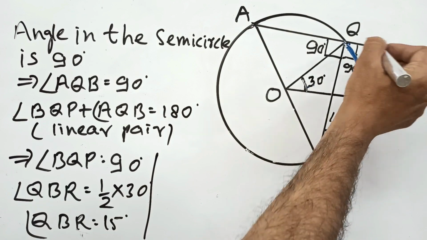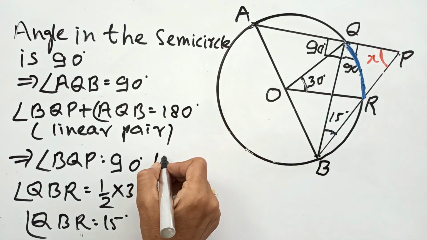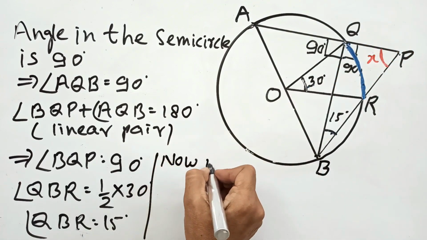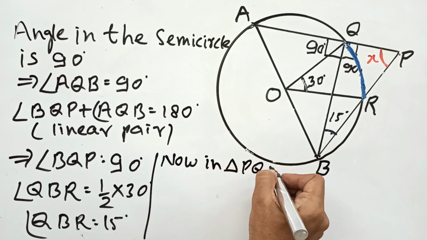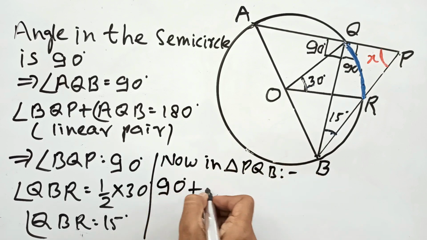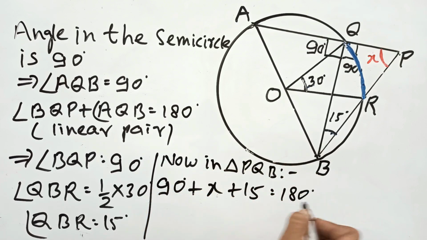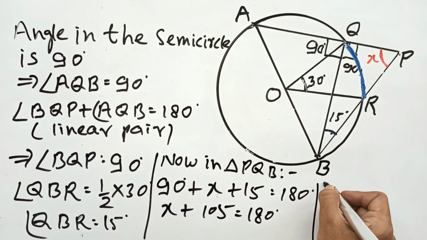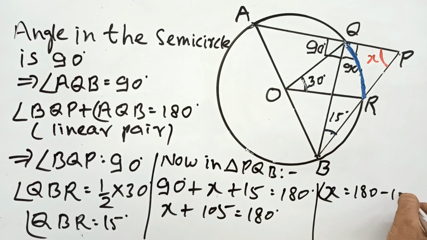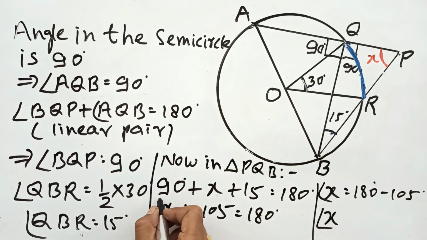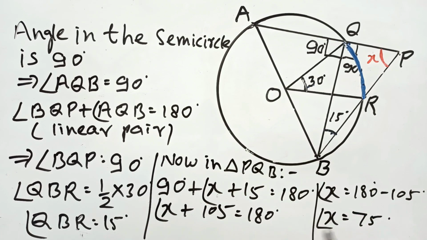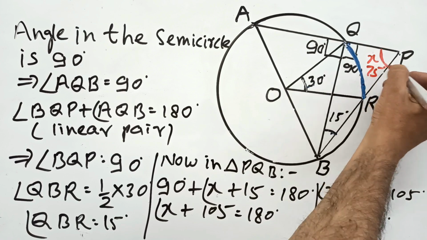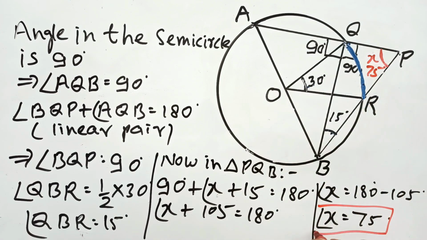Now, in triangle PQB, we'll apply the angle sum property. So angle X is 75 degrees. This is the answer.